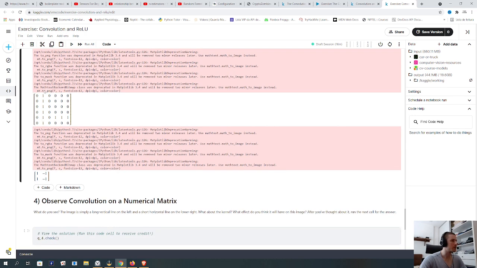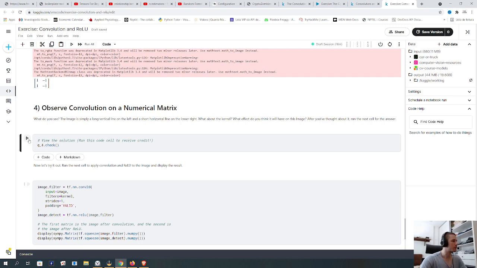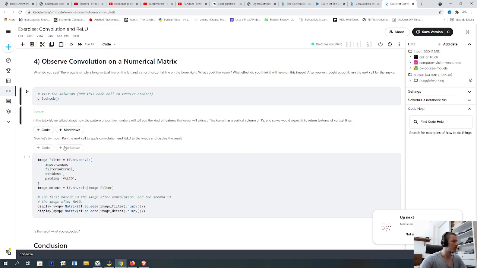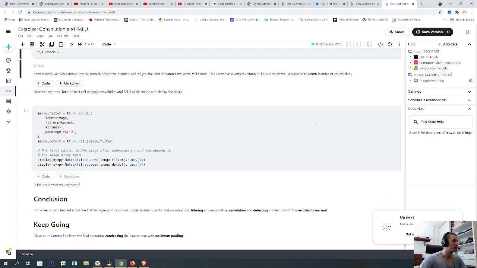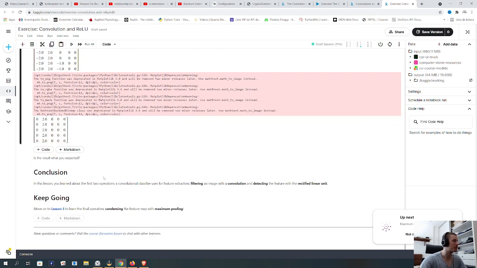So it will detect this pattern here, the horizontal line, not the vertical one. In the tutorial we talked about how the pattern of positive numbers will tell you the kind of features the kernel will extract. This kernel has a vertical column of ones, and so we would expect it to return features of vertical lines. Now let's try it out, run the cell. Yes, I confused vertical with horizontal, but that's what I meant.